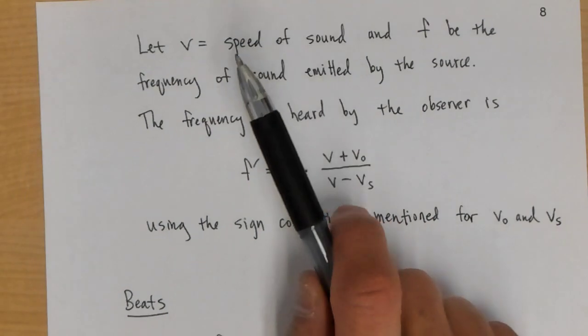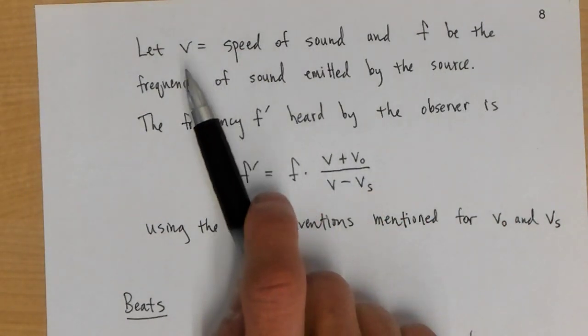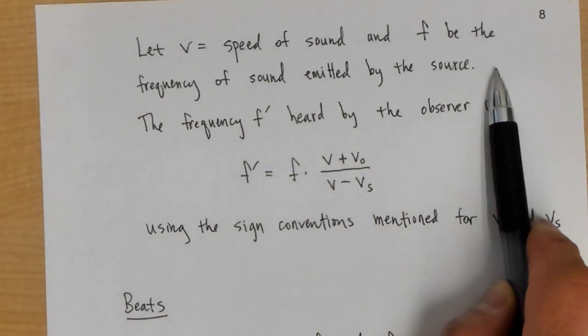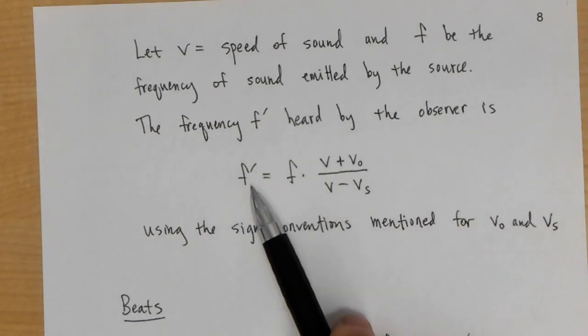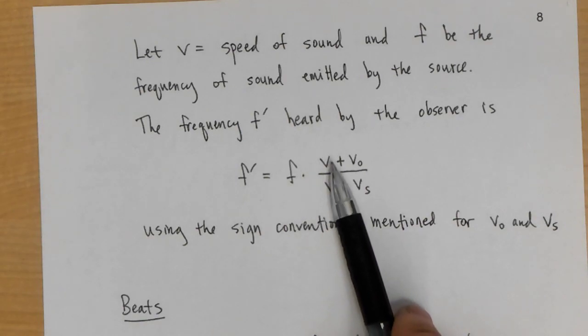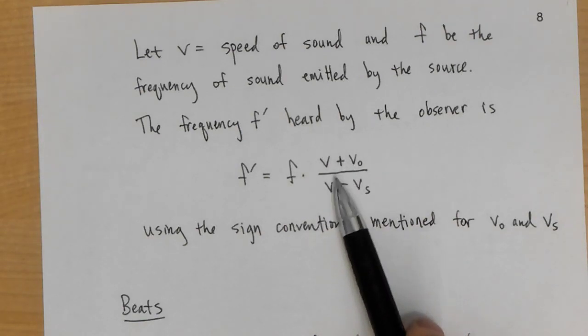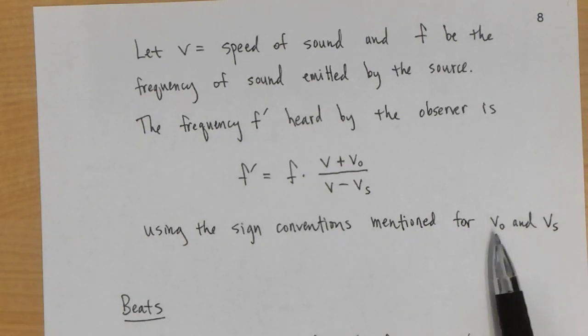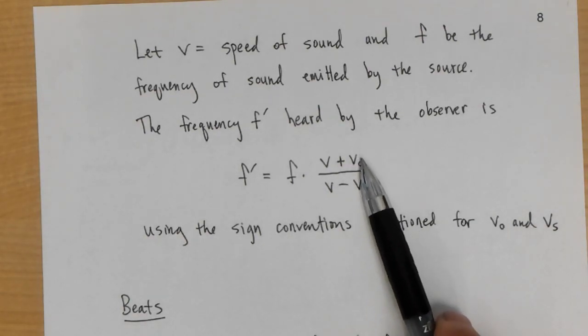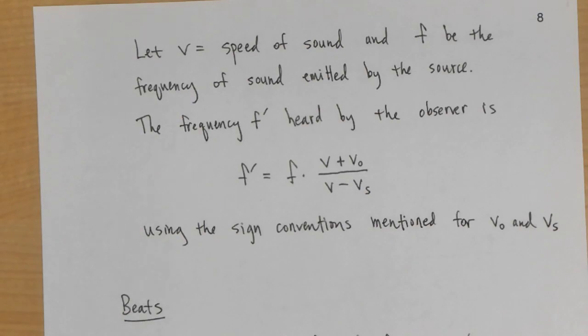Okay, so then the formula is that if v is the speed of sound, and f is the frequency of sound emitted by the source, then the frequency f prime heard by the observer is equal to f times v plus vo divided by v minus vs, using the sign conventions I've just mentioned. When they're moving towards the other object, they're positive.